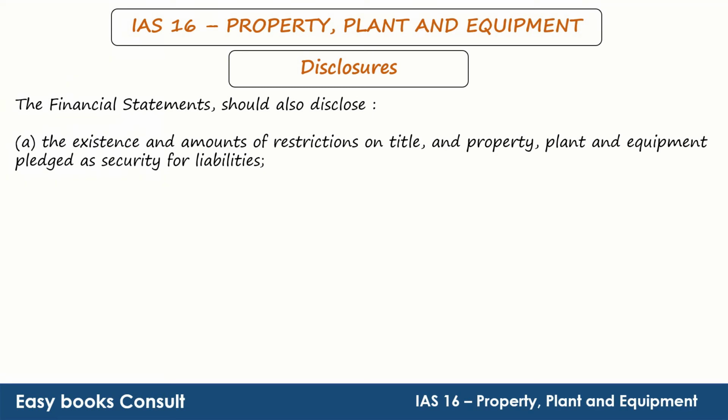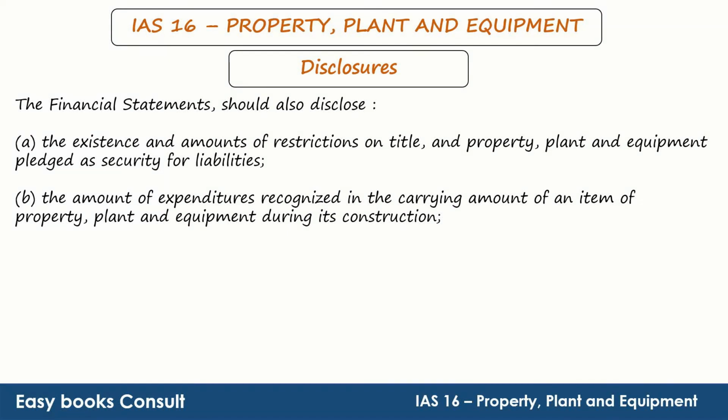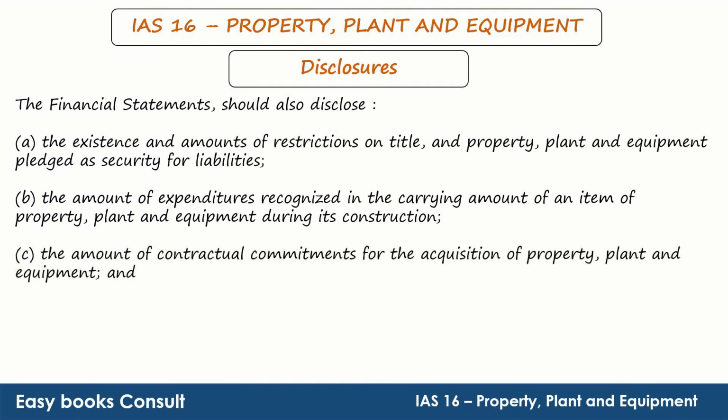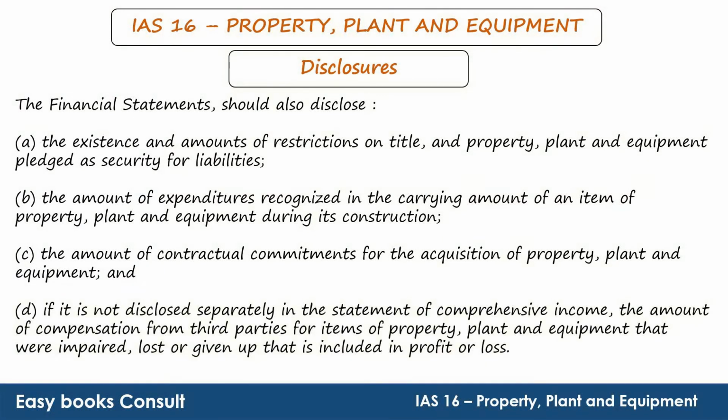The financial statements should also disclose the existence and amount of restrictions on title and property, plant and equipment placed as security for liabilities, the amount of expenditures recognized in the carrying amount of an item of property, plant and equipment during its construction, the amount of contractual commitments for the acquisition of property, plant and equipment, and, if it is not disclosed separately in the statement of comprehensive income, the amount of compensation from third parties for items of property, plant and equipment that were impaired, lost or given up that is included in profit or loss.